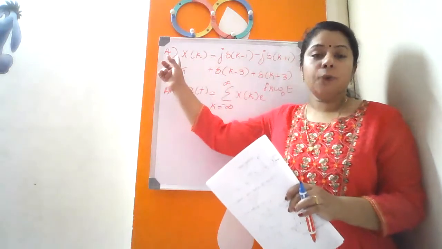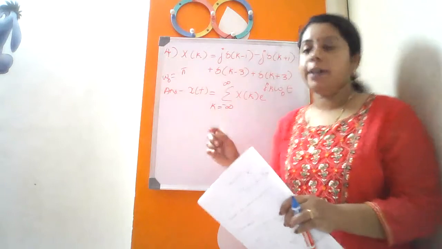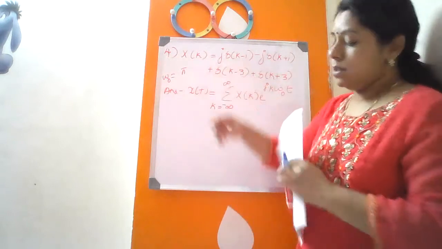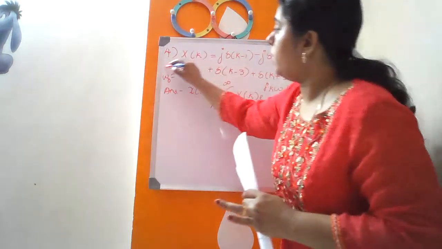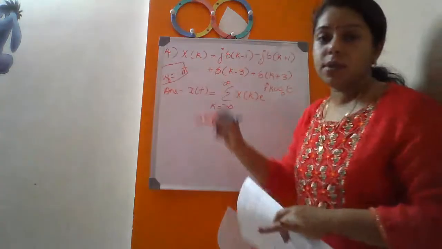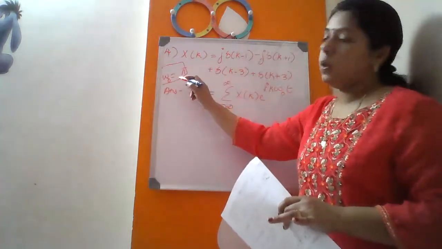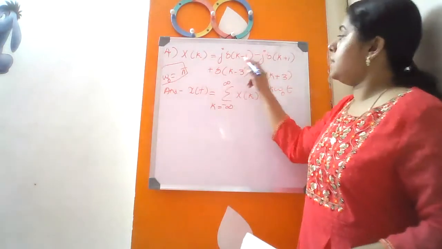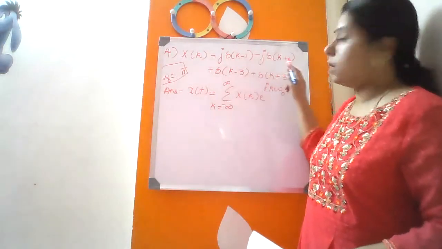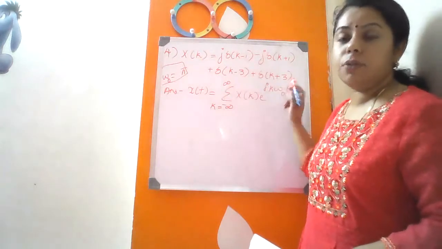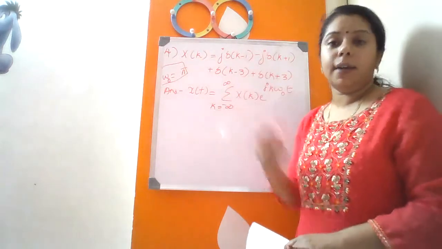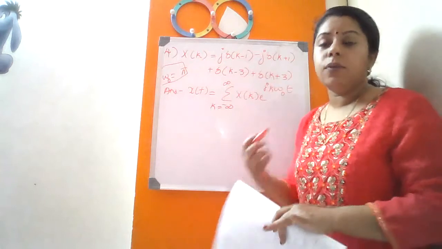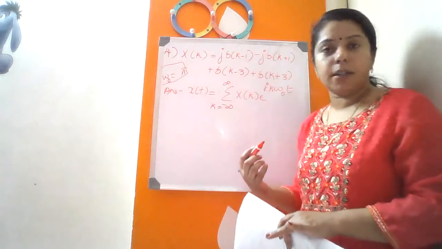The Fourier series coefficients they provided are all in terms of impulses, and in the question itself they provided the angular frequency omega naught equal to pi. You just see it is delta of k minus 1, delta of k plus 1, delta of k minus 3, delta of k plus 3, like that. So this is the Fourier series coefficient they provided in the question.